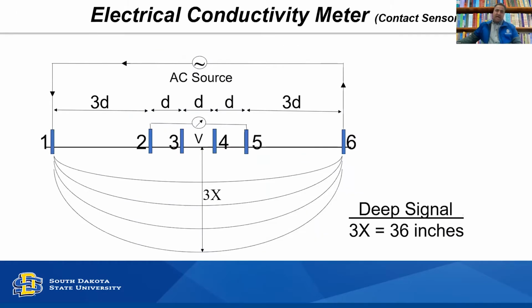And we will have another reading, which is 3 times the shallow reading, which is the deep signal, and it would be 3 times 12 inches, which is 36 inches. So we have 2 types of readings, shallow and deep readings. So what's the use of deep readings? First of all, we can compare the topsoil with the bottom soil, the deep soil. And if we have a problem with water infiltration, with deep EC we can check and see it.